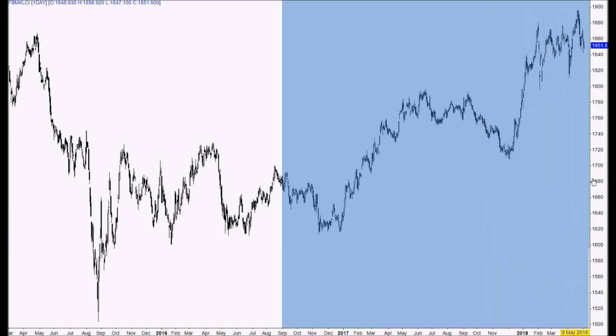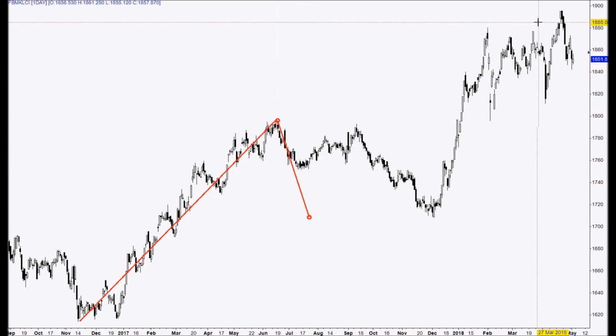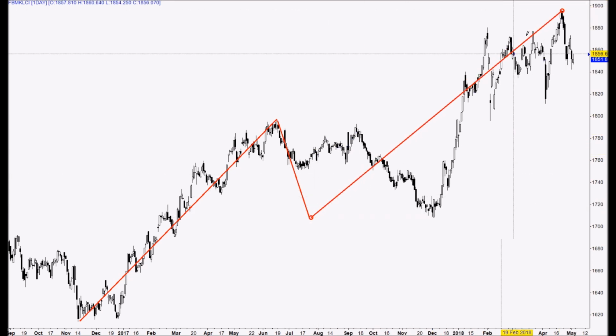This is FBMKL on the day chart. We draw this, and we draw this, and we copy this to this.